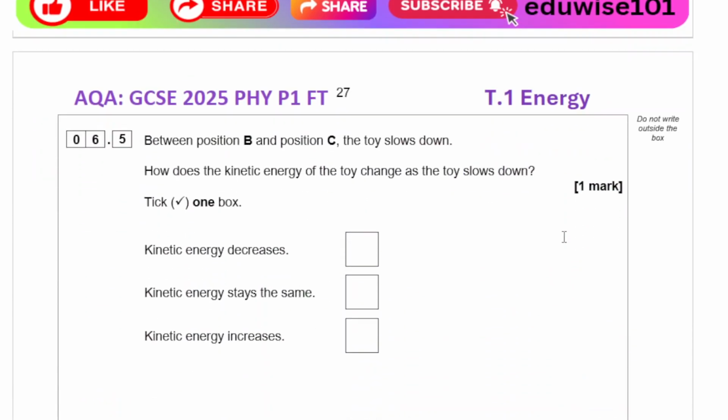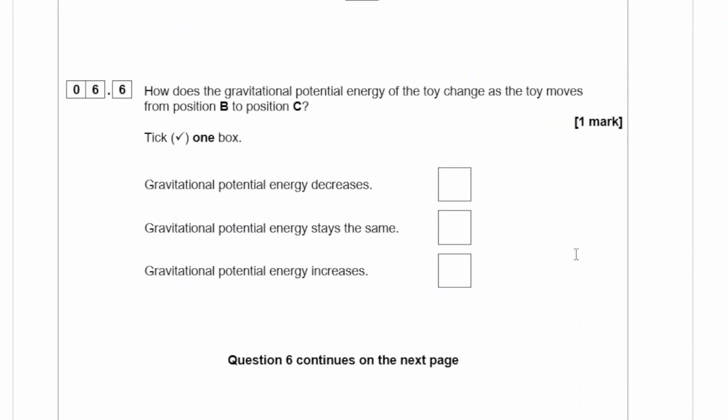Between positions B and C, the toy slows down. How does the kinetic energy of the toy change as the toy slows down? The kinetic energy should actually decrease if it's slowing down. How does the gravitational potential energy of the toy change as the toy moves from position B to C? Gravitational potential energy should actually increase.